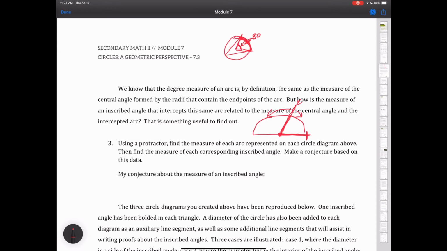And then make a conjecture. You're going to find the measure of each corresponding inscribed angle. Remember, the inscribed angle is this one right here. Then you're going to make a conjecture based on that data. So go ahead and do that right now, and then we'll continue on in a minute.